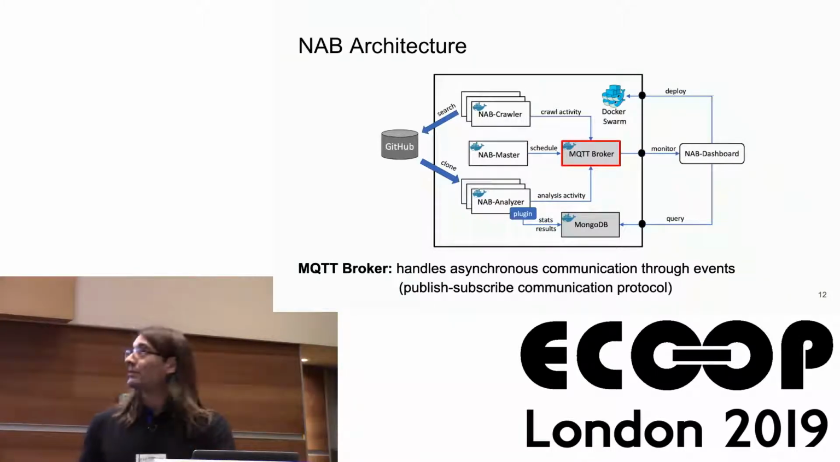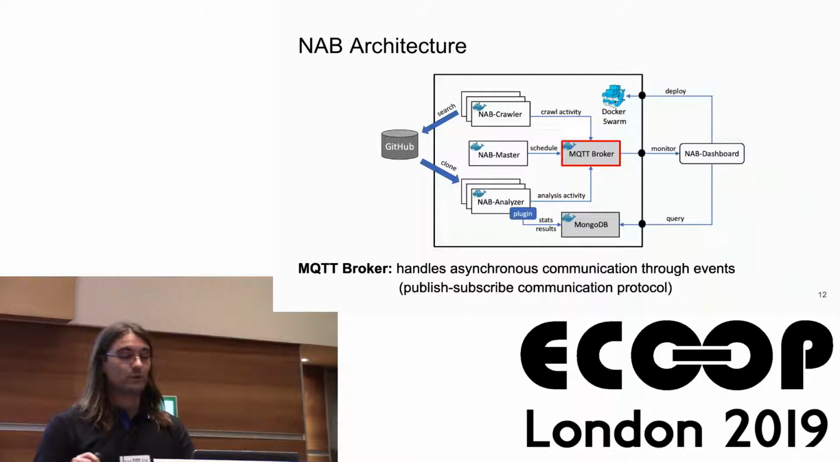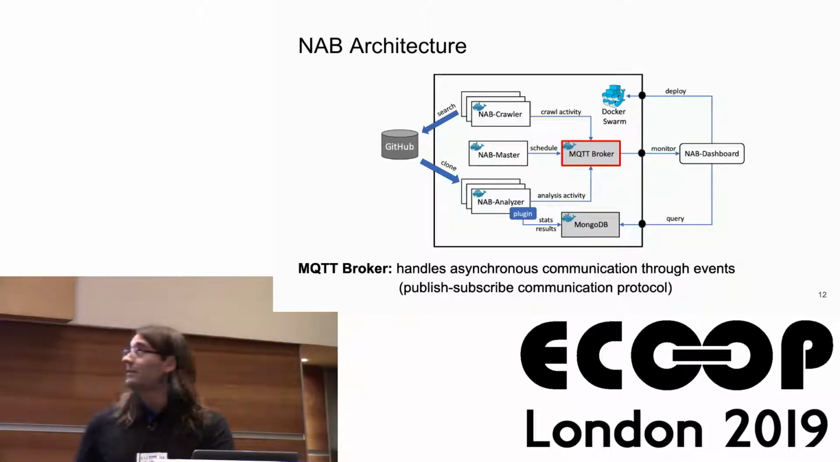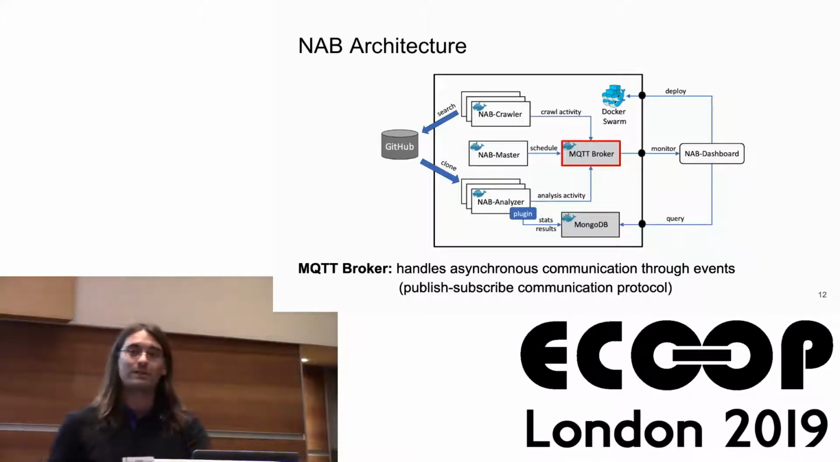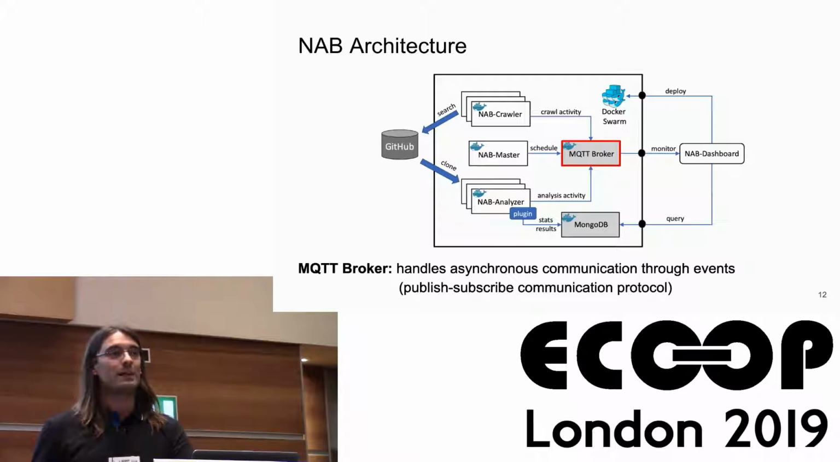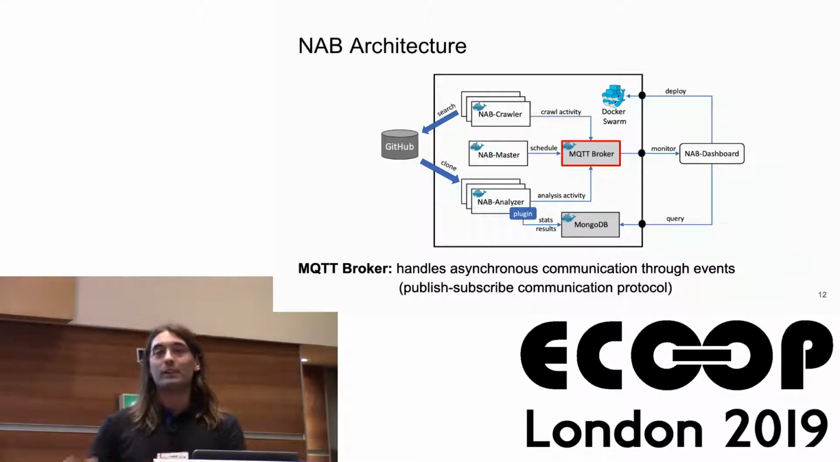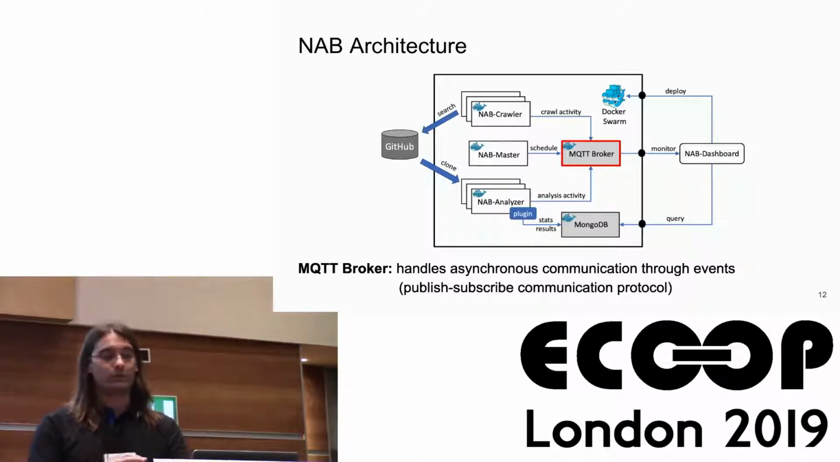And finally, I would like to briefly describe the communication protocol in NAB. NAB relies on a publish-subscribe communication layer, which is based on a protocol called MQTT. And the MQTT broker that you see here in the slide is the core communication service that receives subscription requests to different topics from NAB components and redistributes messages that are published on such topics. And essentially, this ensures that the different components of NAB can communicate without knowing each other beforehand. So they only need to agree on specific topics.